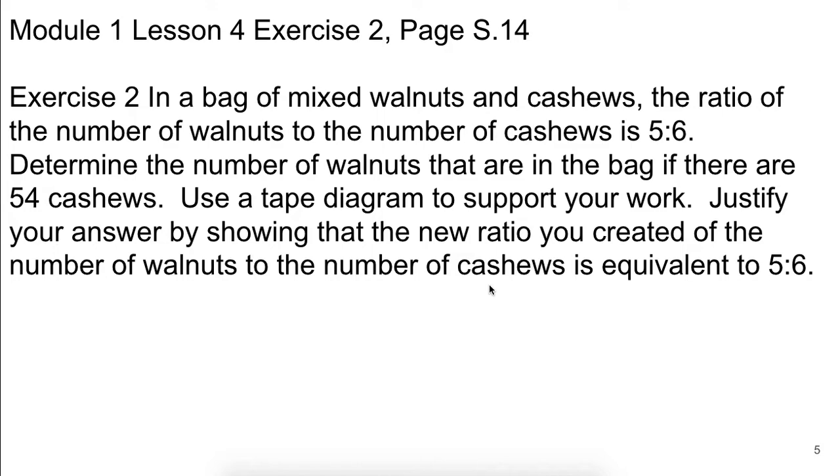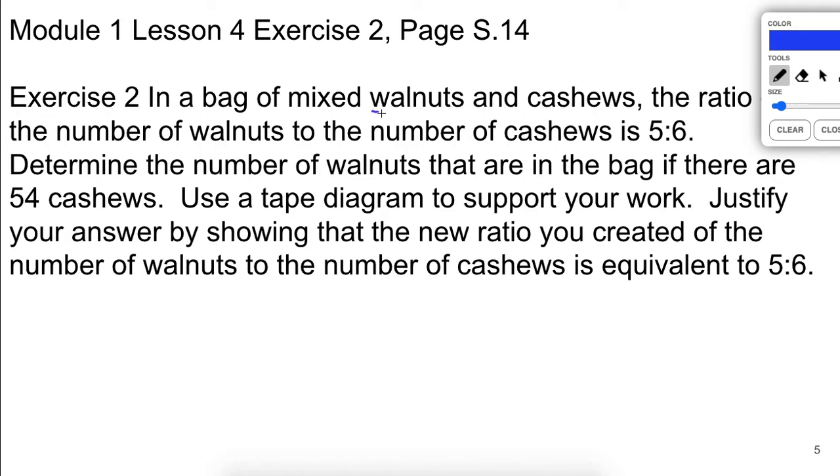So exercise 2: in a bag there is a mix of walnuts and cashews. The ratio of the number of walnuts to the number of cashews is 5 to 6. So they give us the ratio. Determine the number of walnuts that are in the bag if there are 56 cashews. Then they want us to use a tape diagram to support your work. Justify your answer by showing the new ratio you created, number of walnuts to cashews, is equivalent.